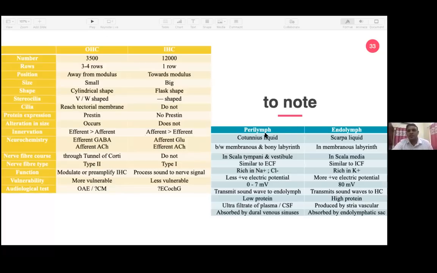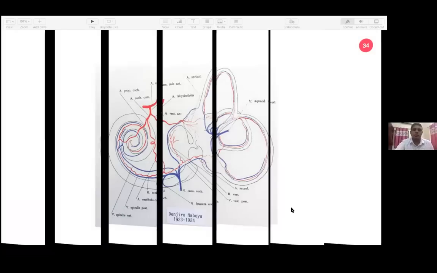And the difference between the perilymph and endolymph, I think you all know, but the important points are that perilymph is similar to extracellular fluid, which is rich in sodium, whereas endolymph is similar to intracellular fluid and rich in potassium. Because of the potassium ions, the electric potential of the endolymph is higher, approximately 80 millivolts, and this is produced by the stria vascularis. The perilymph is nothing but an ultrafiltrate of plasma, or it is thought to be produced by CSF.